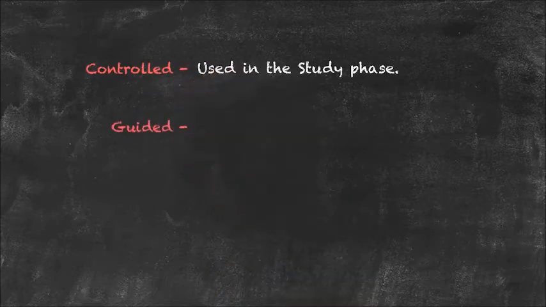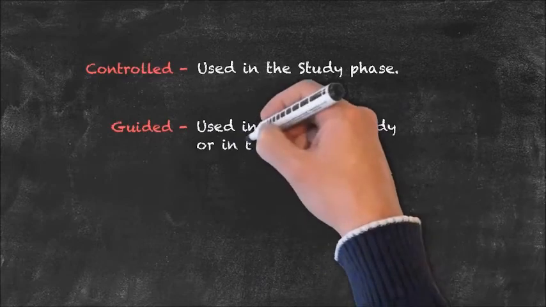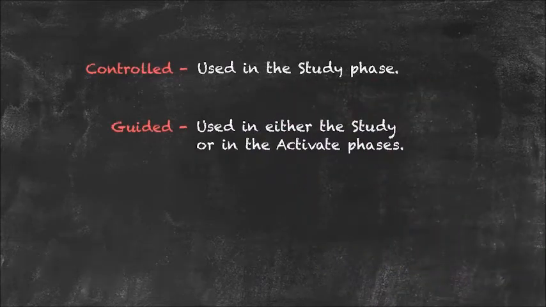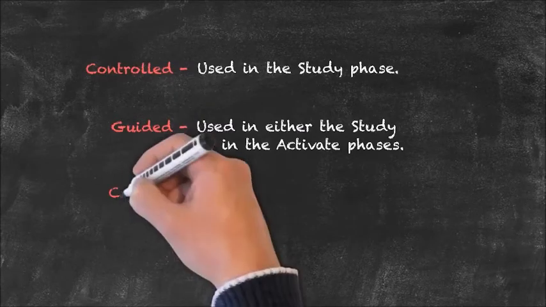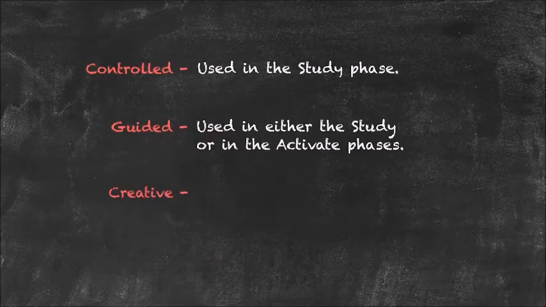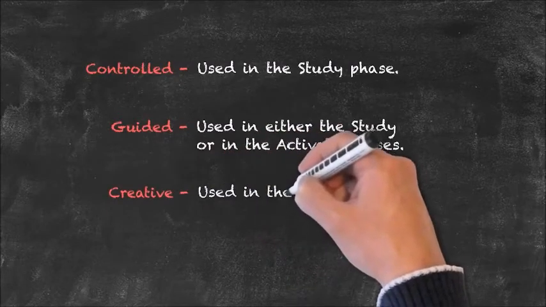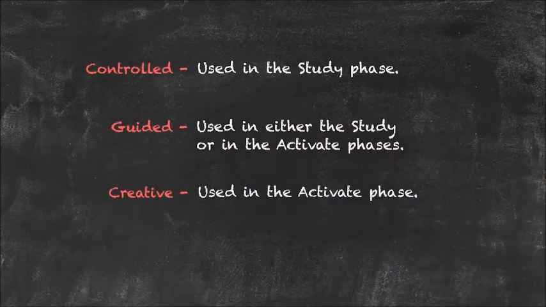A guided activity has slightly less structure than this, and it can be used in either the study or the activate stages themselves. The final type of activity, or class of activity, is called a creative activity, and this one would be used in the activate phase. In a creative activity, we're giving a scenario or a very small amount of structure, and we're asking the students to actually create their own answers to this particular question.